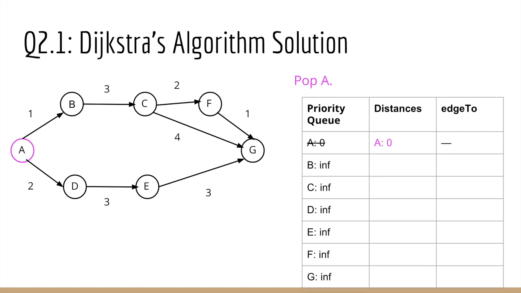So we begin by initializing all the priorities of the nodes in the priority queue to be infinity. Since we're starting at vertex A, we set its priority to 0, since that is its distance from itself, and pop it from the queue.